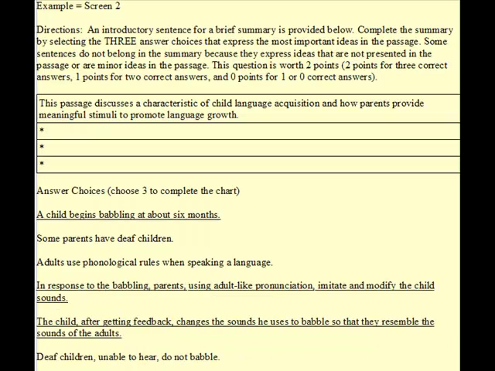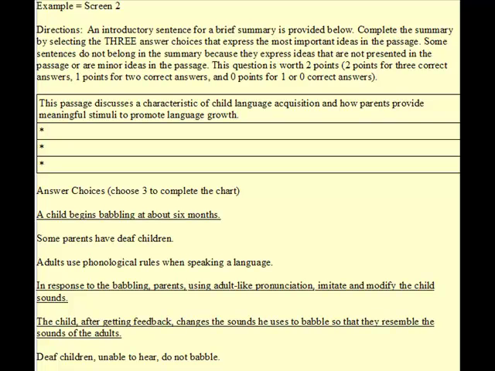From this, it can be determined that a child begins babbling at about 6 months, that in response to the babbling, parents, using adult-like pronunciation, imitate and modify the child's sounds, and that the child, after getting feedback, changes the sounds he uses to babble so that they resemble the sounds of the adults.